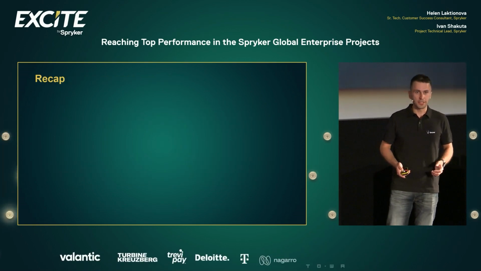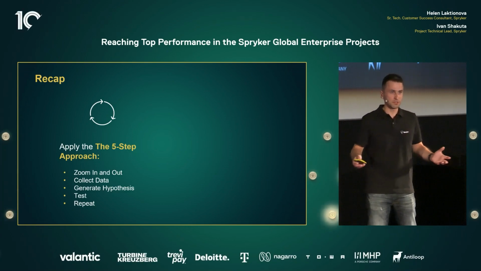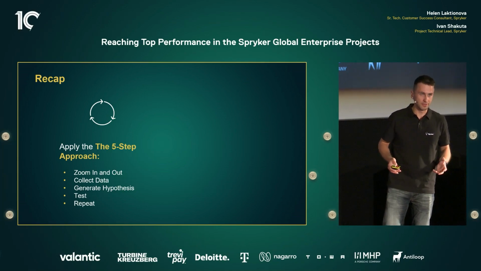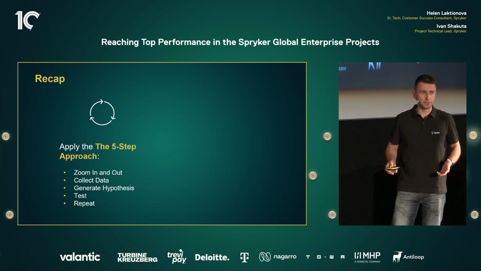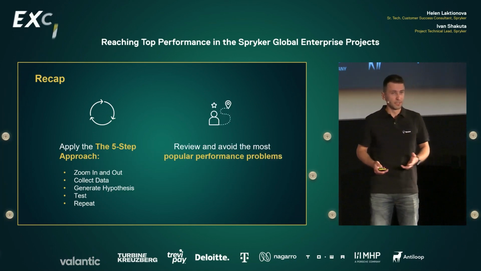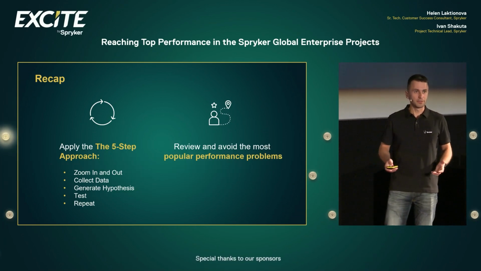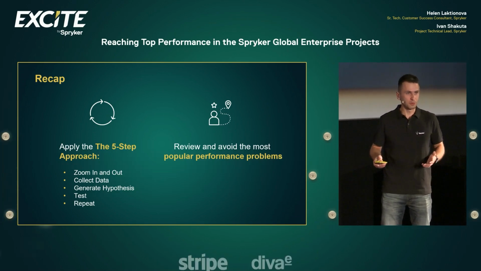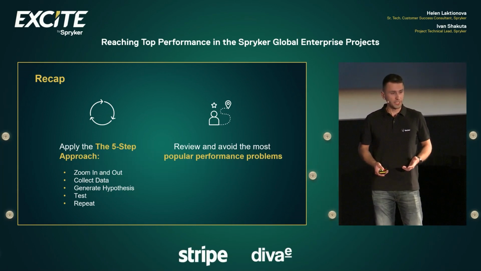So let's try to recap. Today we showed you how we summarized our experience into a 5-step approach, like we call it, to troubleshoot not only performance problems, basically any problem in Spryker projects, and also showed you the most popular, or most common, issues we see. Even if they can look like obvious things, it's still important to know about them and know how to avoid them. Helen, what else did I miss?